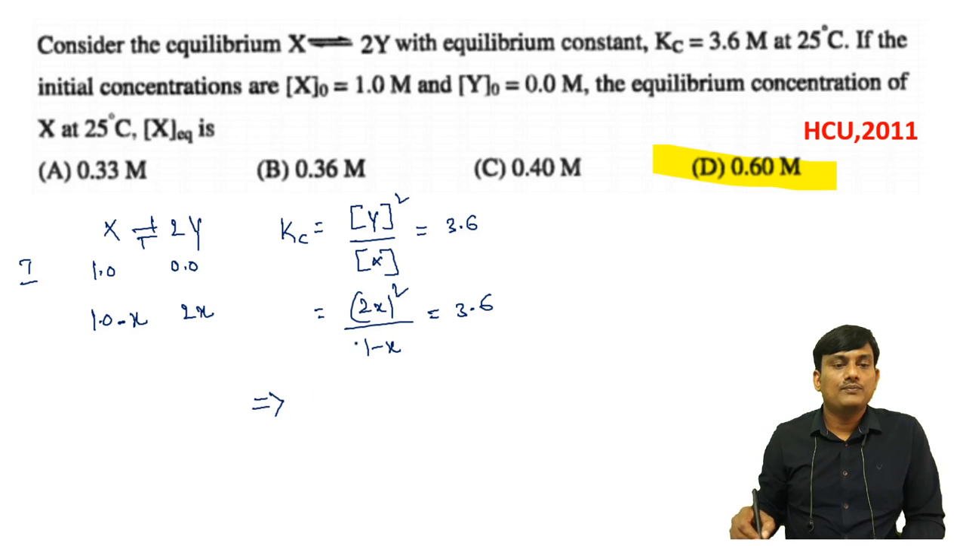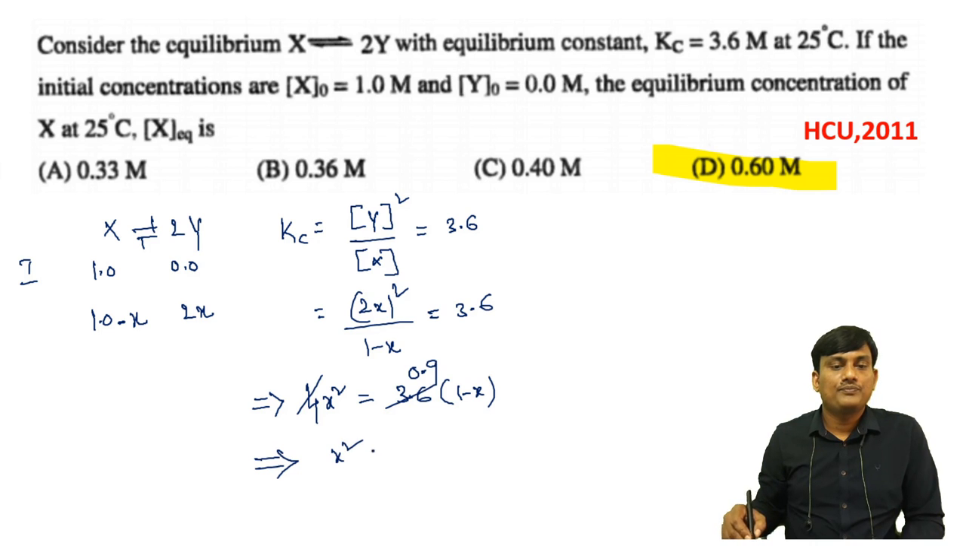That implies 4x square is equal to 3.6 into (1 minus x), and 4 into 0.9. That implies x square plus 0.9x minus 0.9 is equal to 0.